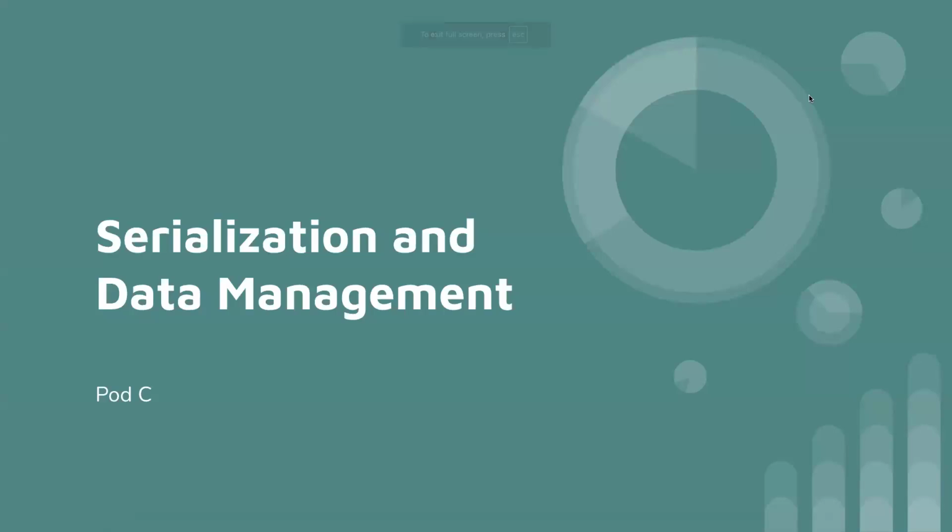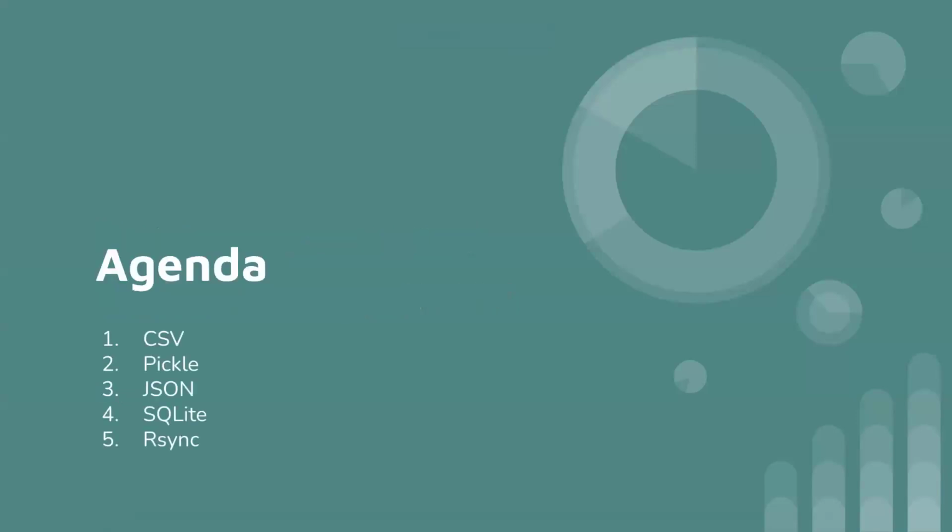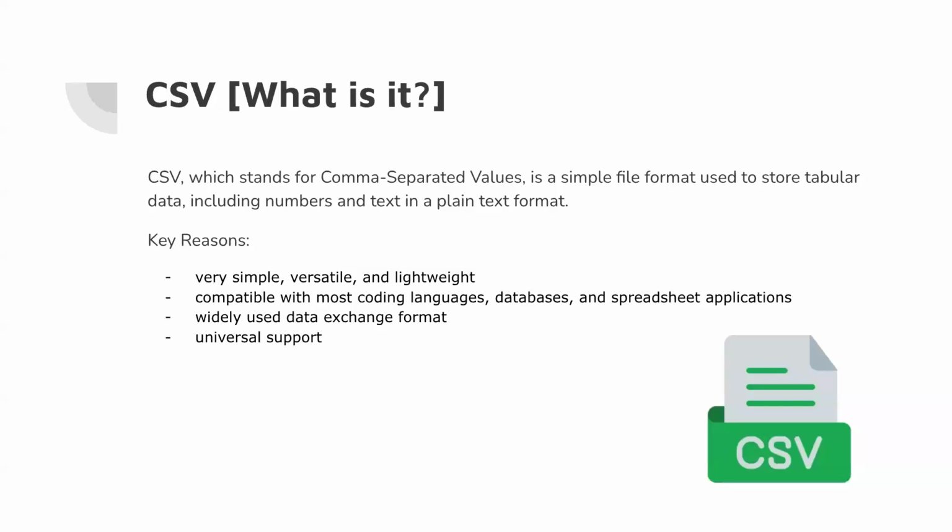All right, good afternoon, everyone. We are Pod C and we've got the workshop for serialization and data management. First up on the agenda, we're going to go over some data serialization formats such as CSV, JSON, also applications such as SQLite and rsync. I'll start us off with CSV. CSV stands for comma separated values. It is a very simple file format used to store tabular data.